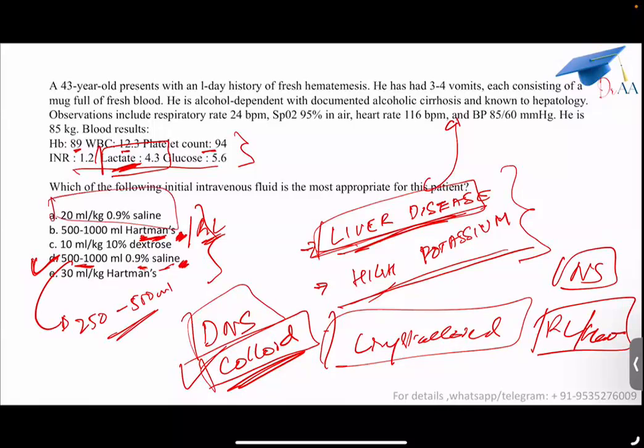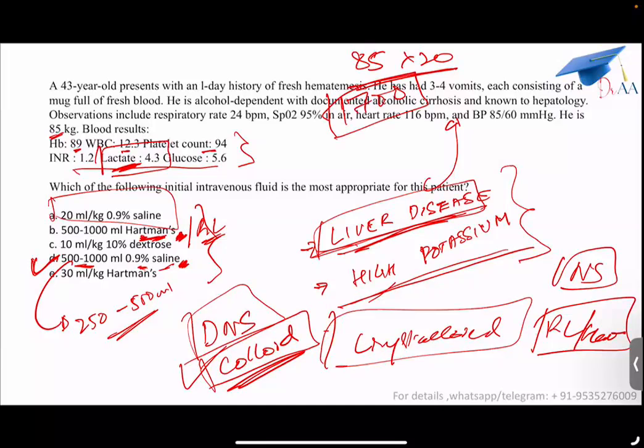We don't give according to kgs, because this itself will be a large amount of fluid. For example, he is 85 kgs, so 85 into 20 will be around 1700 ml. It's a large amount and we don't want to give a large amount. We give small boluses and see whether the patient is responsive or not. If not responsive, then we'll give more boluses till the IVC is distended, or there are clinical signs and features suggestive of fluid overload.